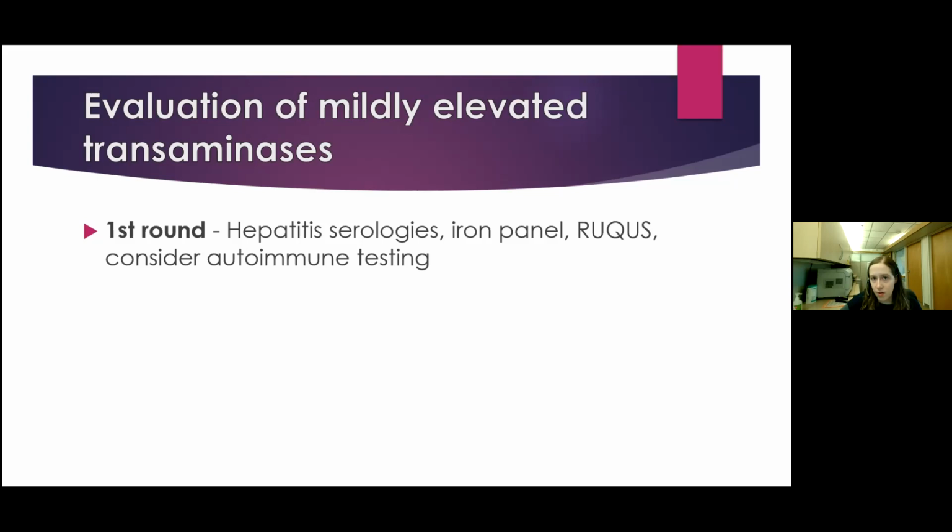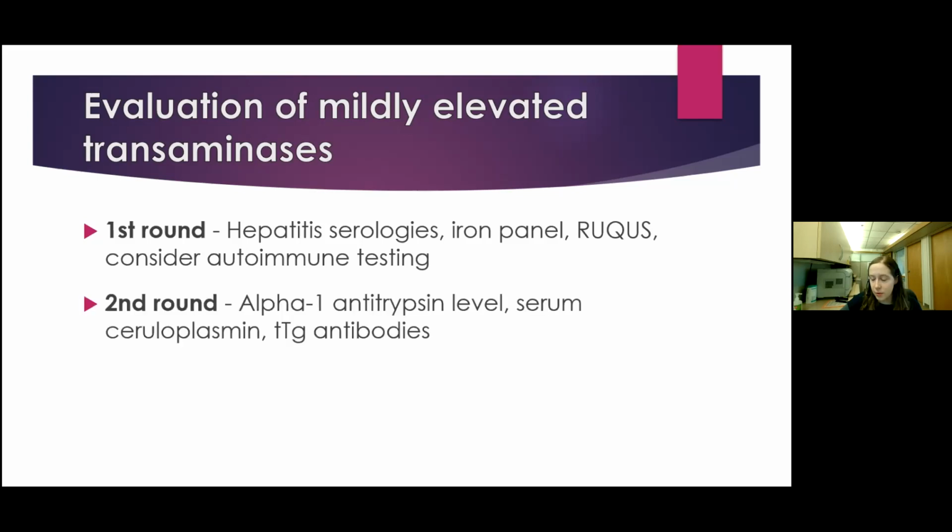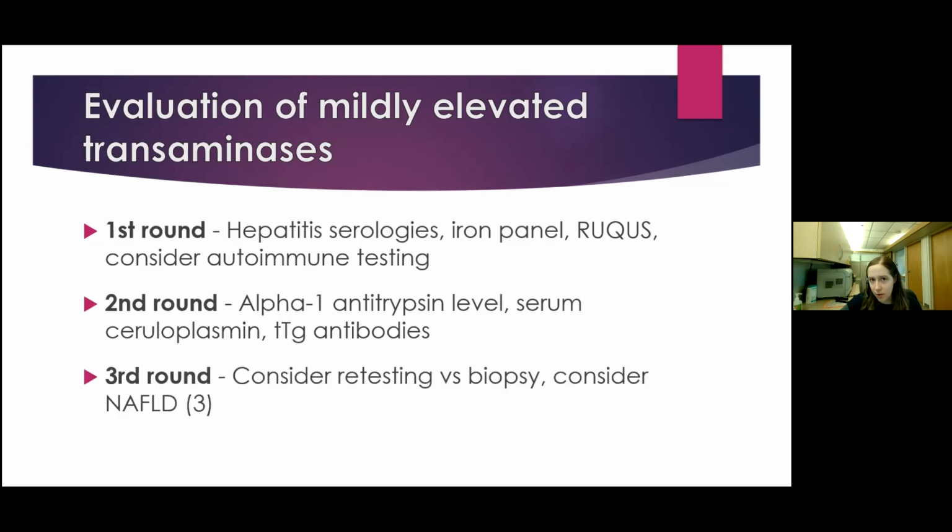If that workup is unremarkable, then you move on to round two, which is here you're getting your alpha-1 antitrypsin, some other more uncommon things like serum ceruloplasmin and TTG antibodies, thinking of celiac disease. If that's unremarkable, moving on to round three, where you're thinking, okay, do I retest this if I'm less concerned, or if I'm more concerned for actual pathology, thinking about getting a liver biopsy.